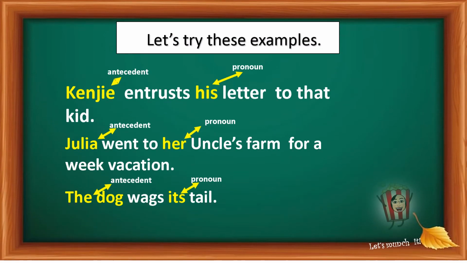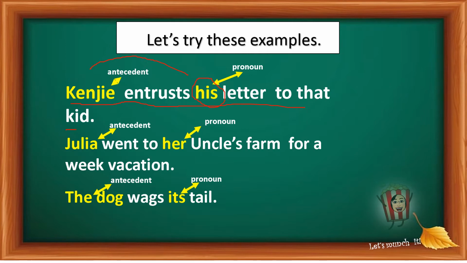Before enumerating the rules, let's try these examples for a clear understanding of the pronoun and the antecedent in sentences. Let's have the first one. Kenji entrusts his letter to that kid. So in this sentence, we use the pronoun his, and his is pertaining to Kenji. Therefore, Kenji is the antecedent in this particular sentence.